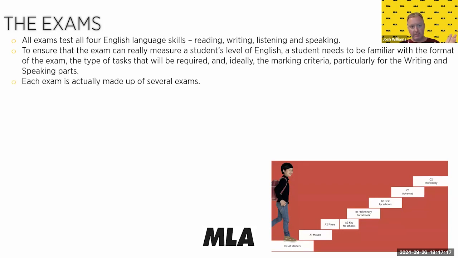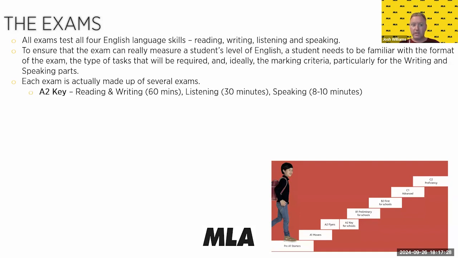Each exam, for example Preliminary for Schools, is actually made up of several smaller exams. Let's have a look at these. For example, the A2 Key has a reading and writing part. These are put together because writing is not emphasized as much for A2 level students, more or less pre-intermediate students. They have a limited writing part, so they put those two parts of the exam together.